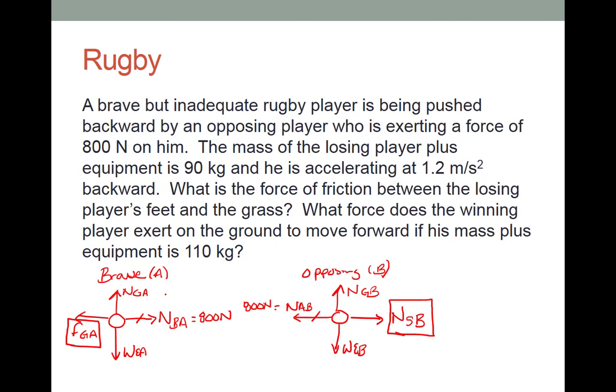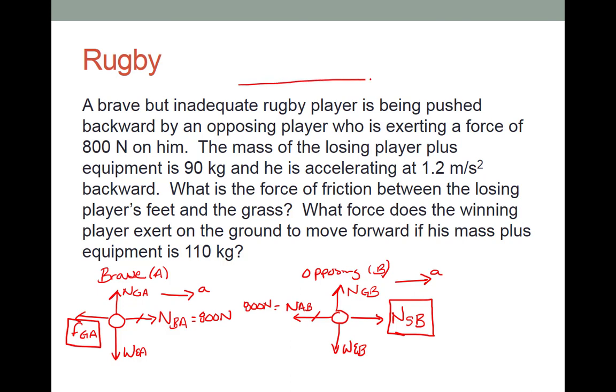The brave player is going to accelerate in the direction that he's being pushed by the other player, and the opposing player is going to accelerate in the direction that he is pushing on the ground. Right, so this would be backwards for this guy and forward for this guy.